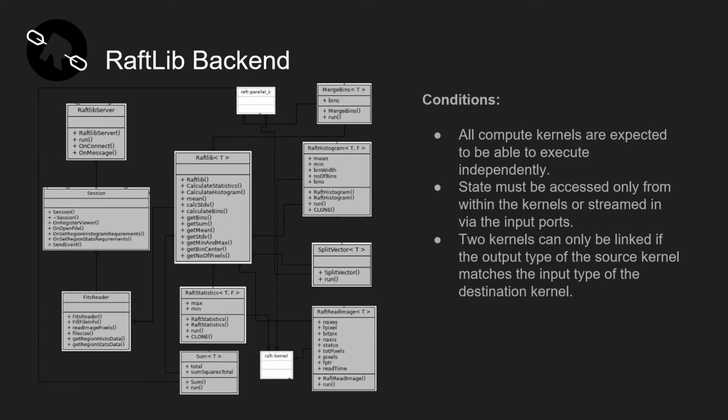Over here we see the class diagram for the Raftlib implementation. The main class here is the Raftlib class, which creates instances of the custom kernels and will link them and add them to the map for execution.